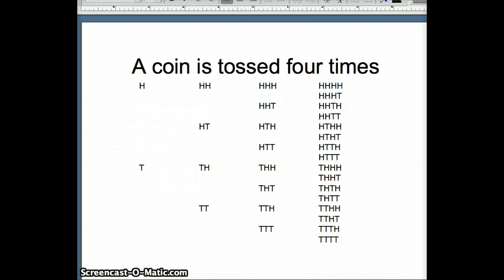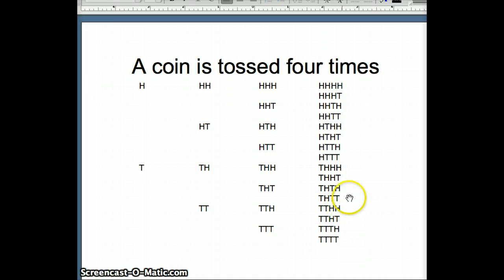If we toss a coin 4 times, that pattern continues. And you probably wouldn't want to express a sample space for tossing a coin 5 times. With 4 times, there are 16 numbers in our sample space. If we want 0 heads, here's our only case for 0 heads, TTTT, 1 out of 16. How about exactly 1 heads? Here's 1. Here's 1.